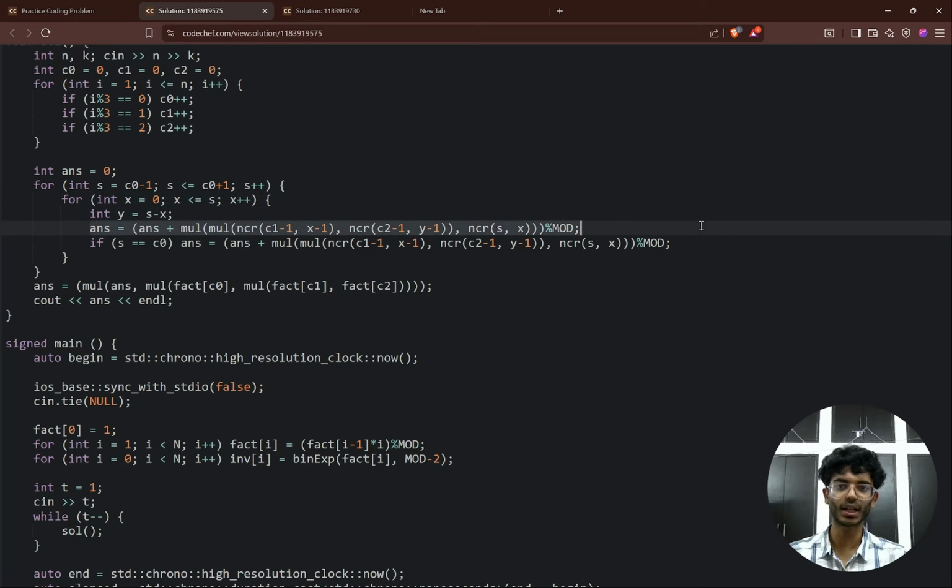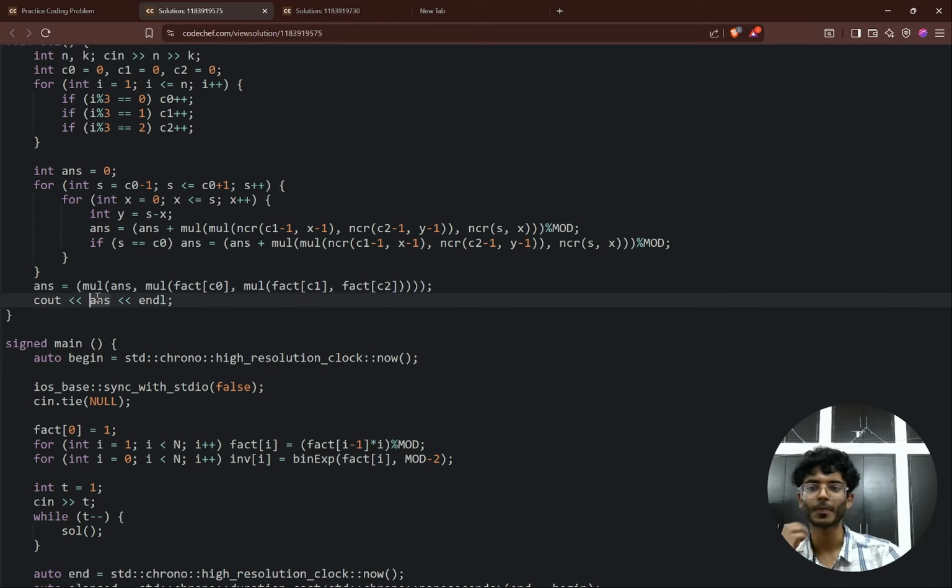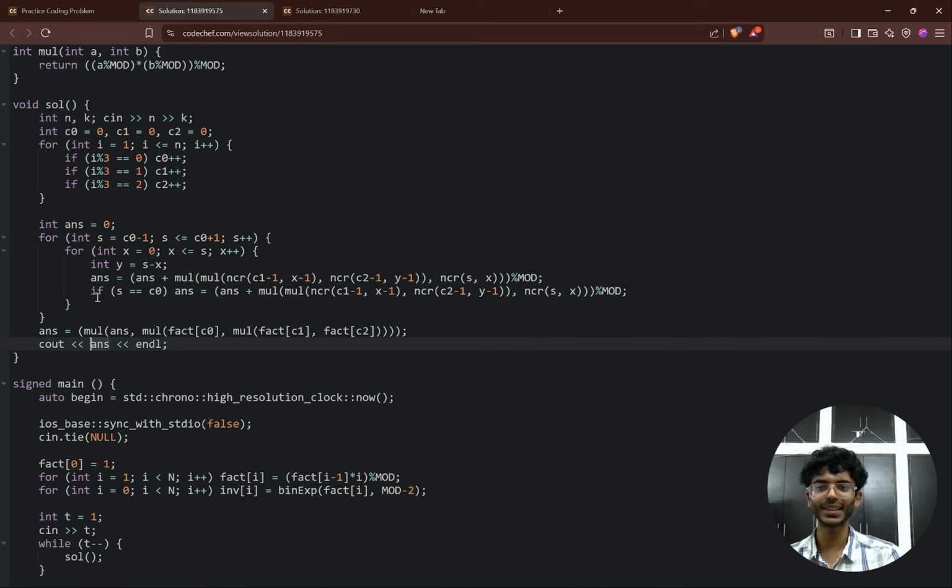We are just adding to our answer nCr of C1 minus 1, X minus 1, times nCr of C2 minus 1, Y minus 1, times nCr of S, X. Then in the end, we're multiplying it with the factorial of C0, C1, and C2, and just printing the answer. Now, the overall time complexity again is big O of n, and this is pretty much the whole solution in C++. Now, let's discuss it in Python.